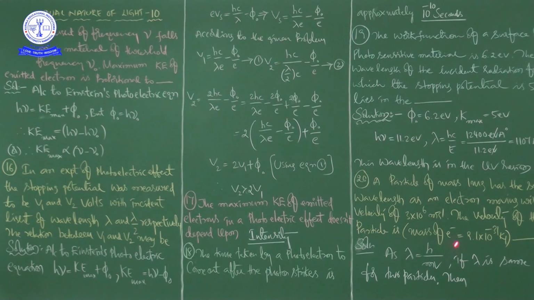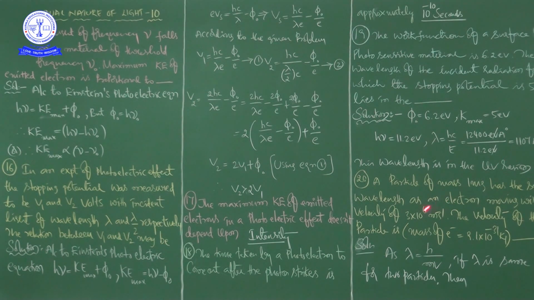A particle of mass 1 milligram has the same wavelength as an electron moving with a velocity of 3 into 10 to the power of 6 meter per second. Afterwards, he is asking the velocity of the particle. The mass of the electron is also given, that is 9.1 into 10 to the power of minus 31 kg.